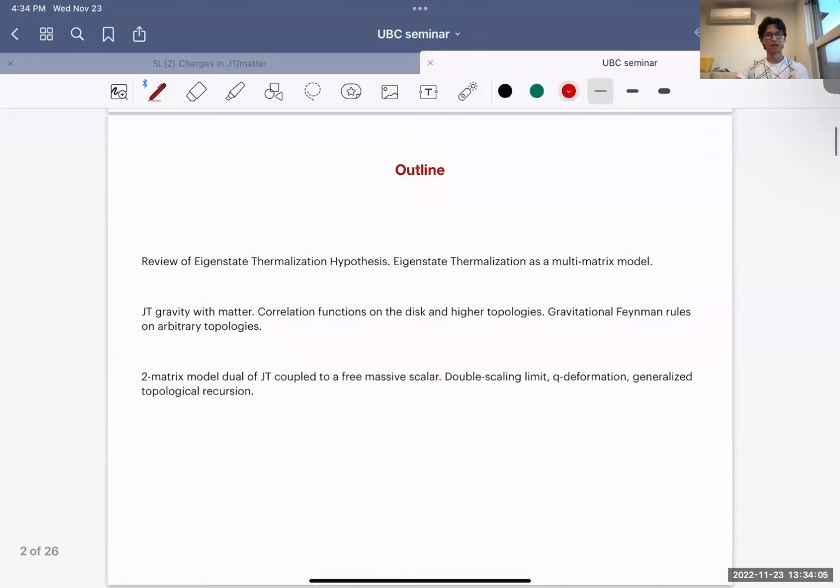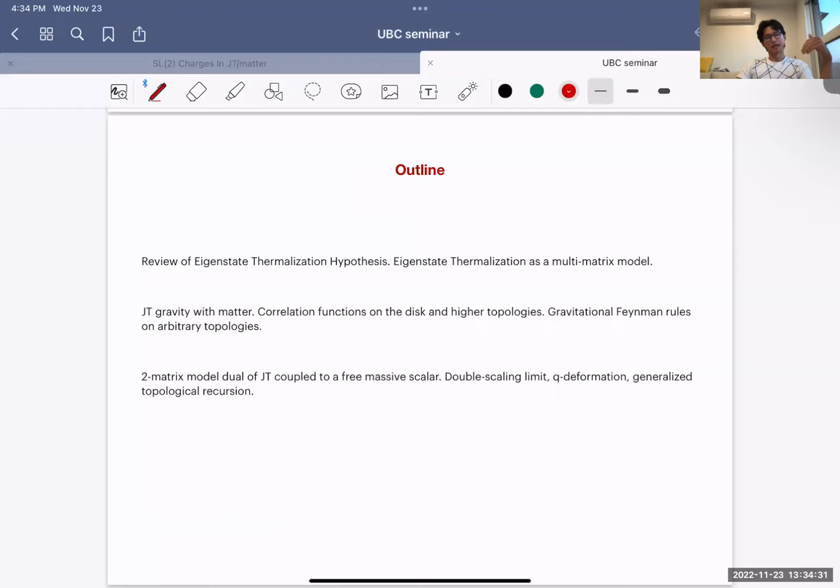So the outline is that first we will briefly review the eigenstate thermalization hypothesis and give a motivation for it. Then we will frame it in the context of multi-matrix models. So this is more or less general story, I believe.